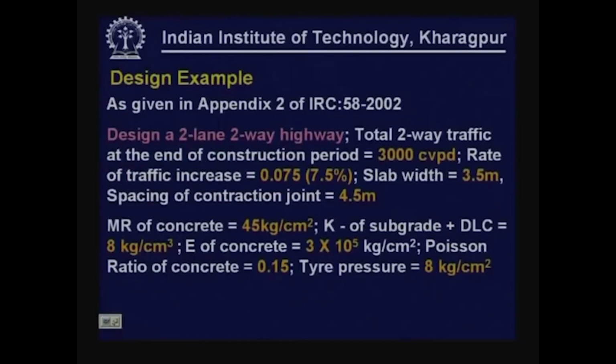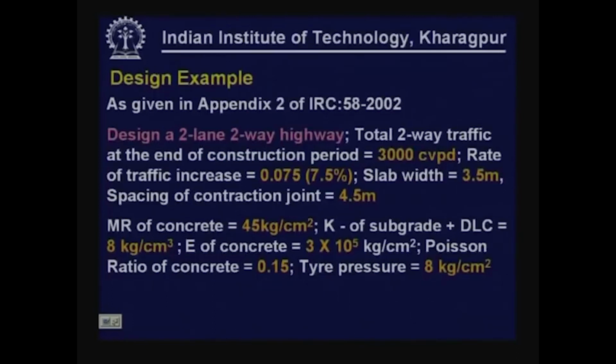Let us take up a design example. This is the example given in the appendix 2 of IRC 58/2002, same is reproduced here. We are trying to design a 2-lane 2-way highway. The total 2-way traffic at the end of the construction period is expected to be 3000 commercial vehicles per day. Rate of traffic increase is expected to be 0.075, that is 7.5%.